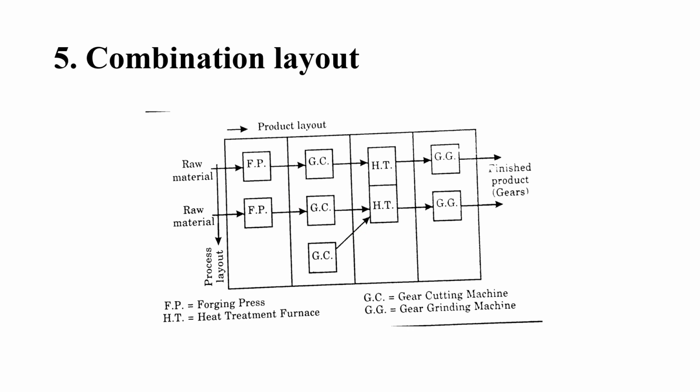If you are producing an aircraft, it is not every time possible to bring the labors, raw materials or other things. So according to the situations, we can move the goods or we can move the materials. That is all about the combination layout. Let us move to the next topic.